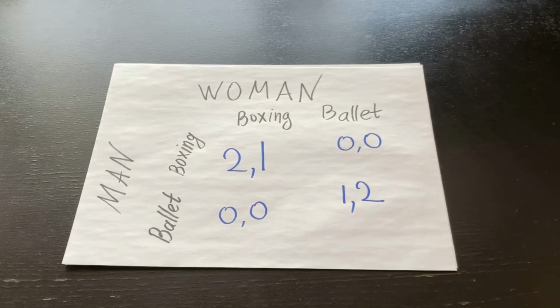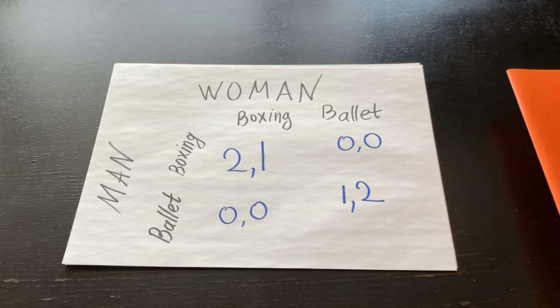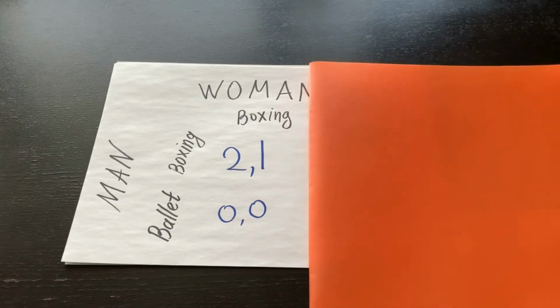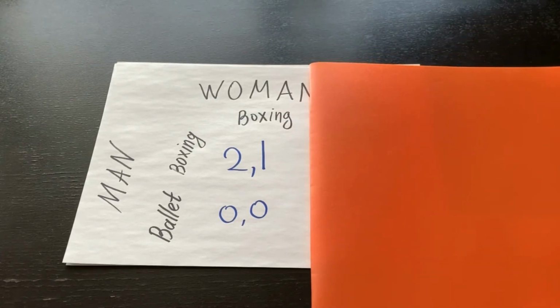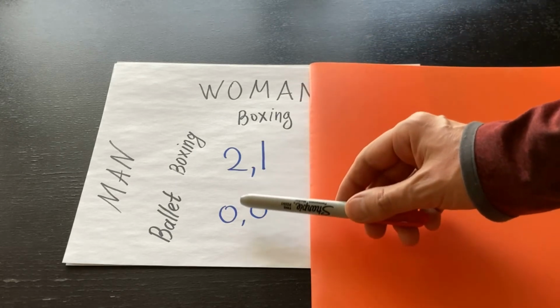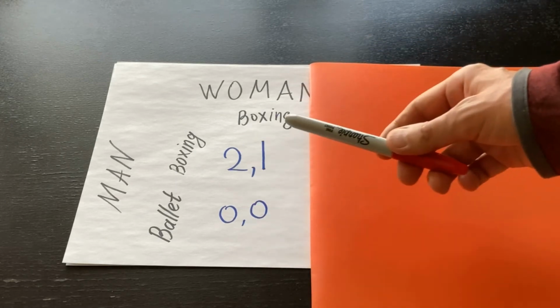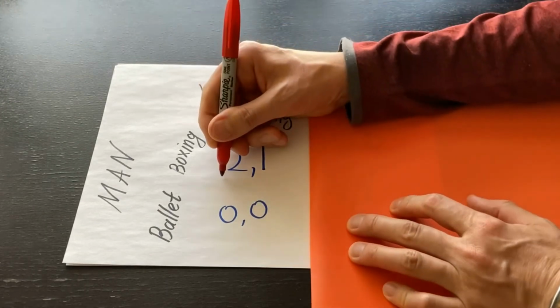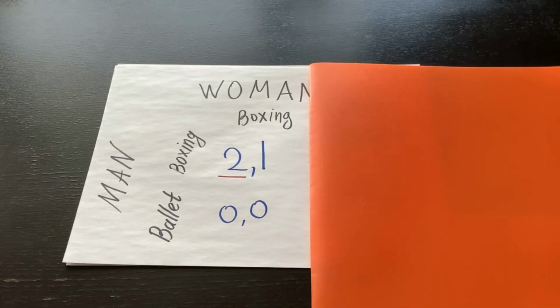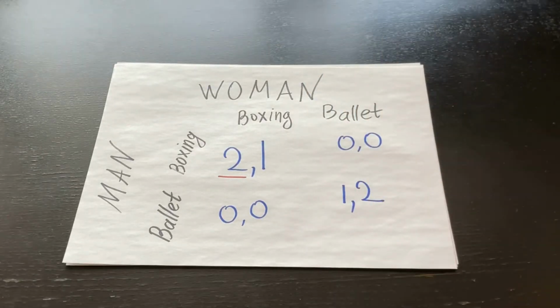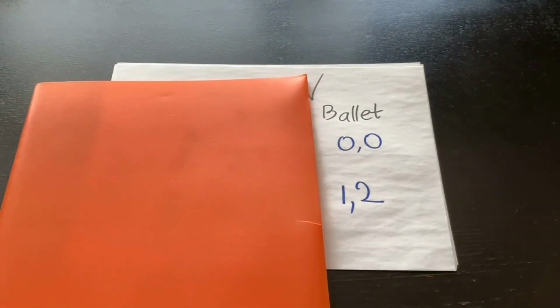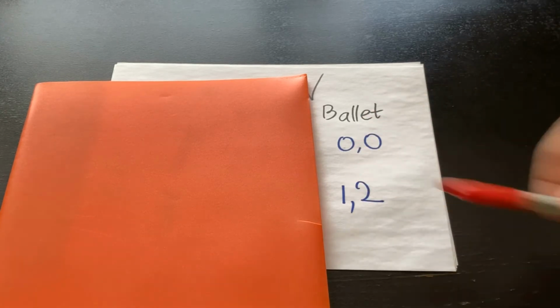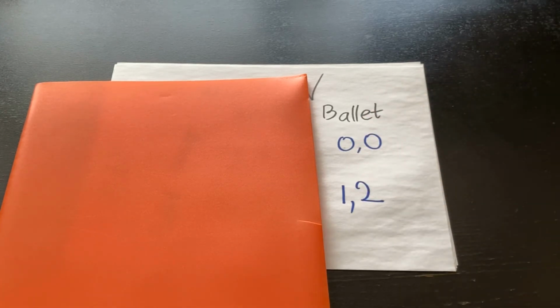Let's solve this game for the man. First, he will assume that the woman will go to a boxing match. In that case, the man will have a choice between 2 units of happiness and 0 units of happiness. Which one is better? 2 units are better than 0, underscore it. Then the man will assume that the woman will go to a ballet. In that case, the man will have a choice between 0 and 1. Which one is better? 1 is better, underscore it.